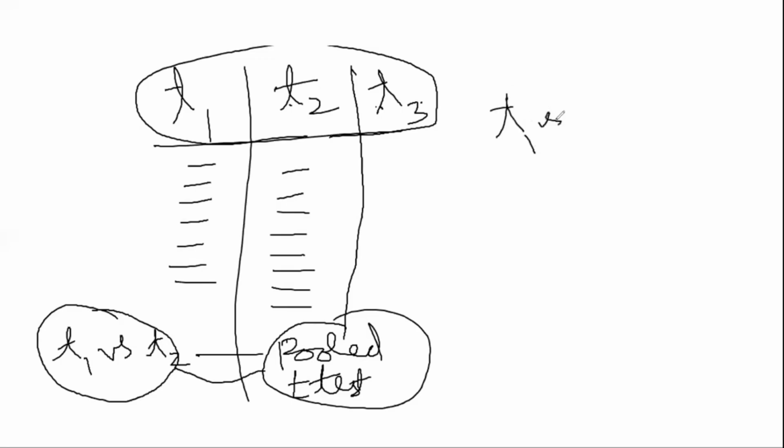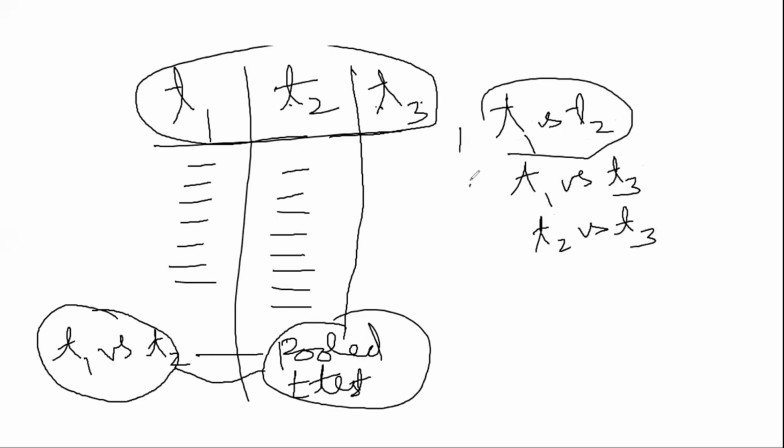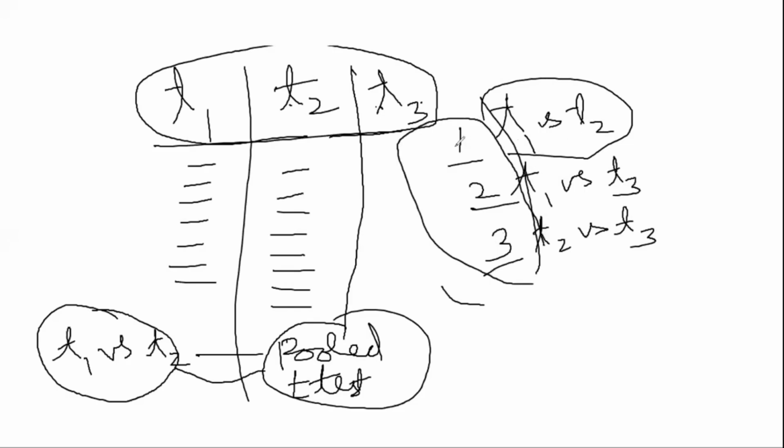T1 versus T2, T1 versus T3. At a time, we can compare only two. T2 versus T3. So how many times are we doing? 1 time, 2 times, and 3 times. So we'll have to do this pooled t-test 3 times. So rather than doing this pooled t-test 3 times, we are performing the analysis of variance, right?